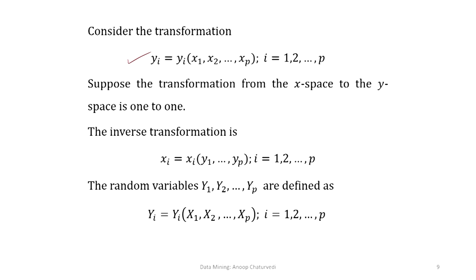Then you can define the inverse transformation also, and the inverse transformation is say xi equal to xi(y1, y2, ..., yp) for all i equal to 1 to p. Then the random variables Y1, Y2, ..., Yp are defined as, say, capital Yi equal to Yi(X1, X2, ..., Xp) for all i equal to 1 to p.